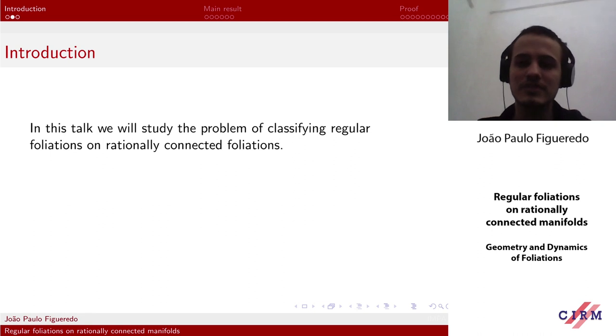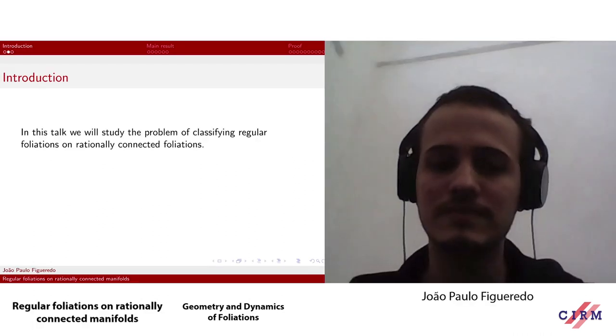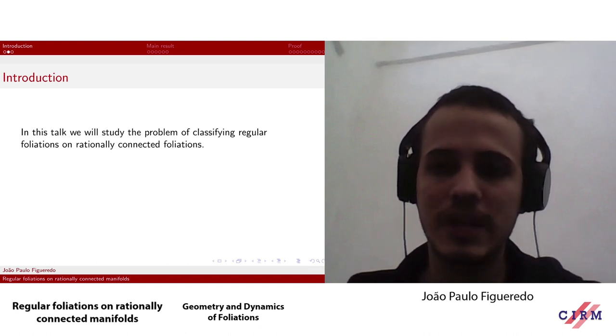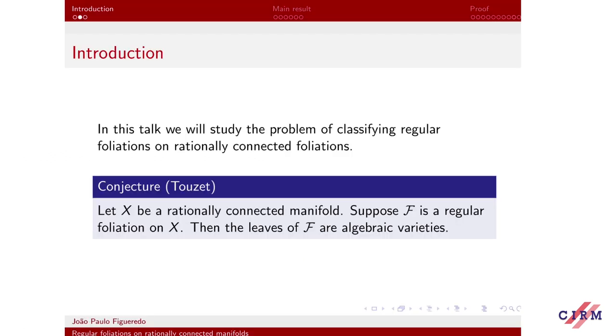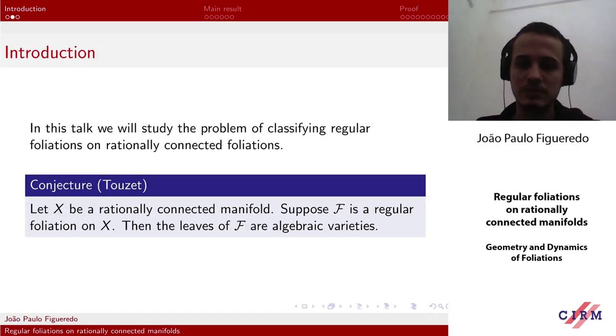They are manifolds for which any two points can be connected by a rational curve. And what we expect for this is that all foliations are algebraically integrable. In other words, the leaves are algebraic varieties. So what do we know? What is already known for this problem?